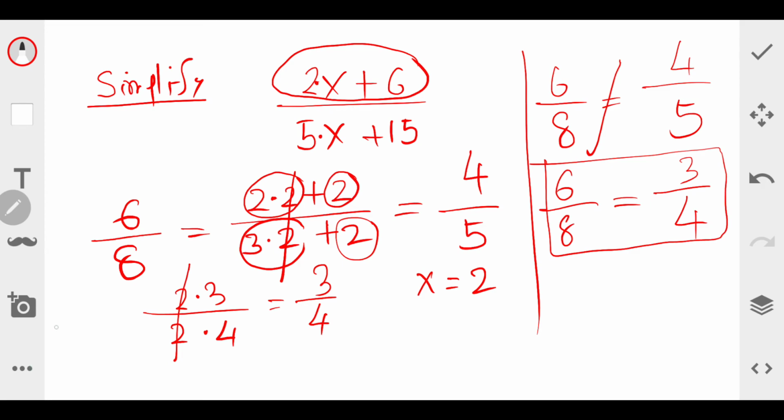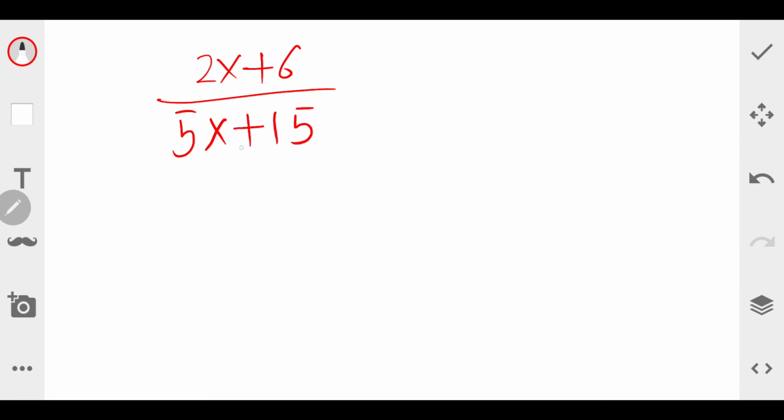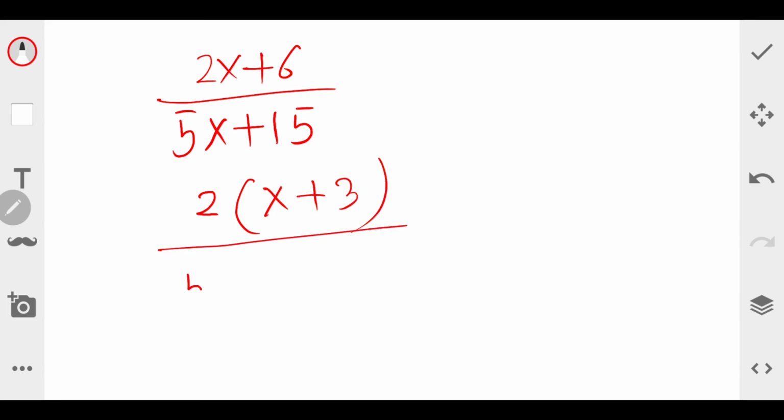So how do I simplify this? So let's erase this and let's write this again. 2x plus 6 divided by 5x plus 15. Okay, so we will factor 2x plus 6 and 5x plus 15 separately. So first let's factor 2x plus 6. I think you guys already know how to factor this, so I'm not going to show. Just write it. So this is 2 times x plus 3, and then I'm going to do 5 times x plus 3.